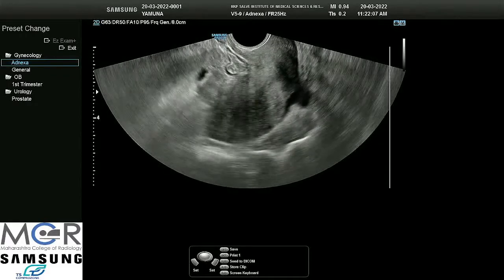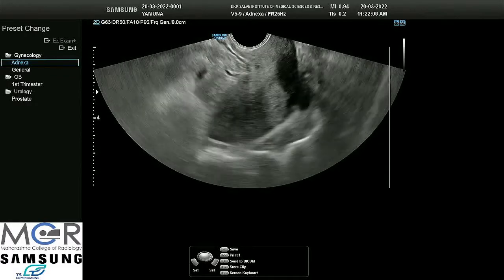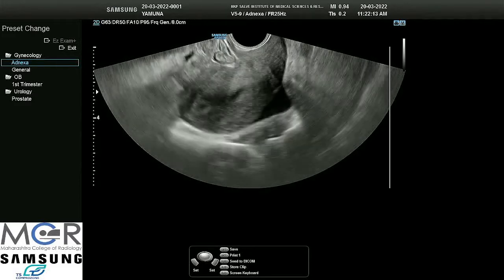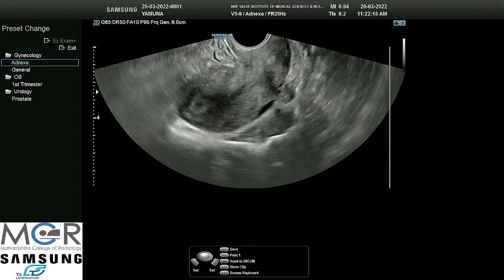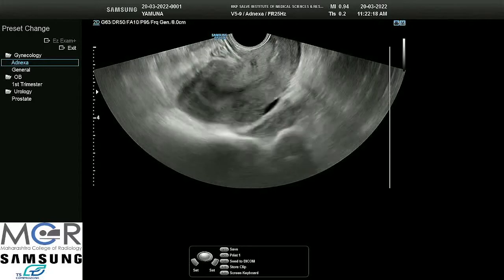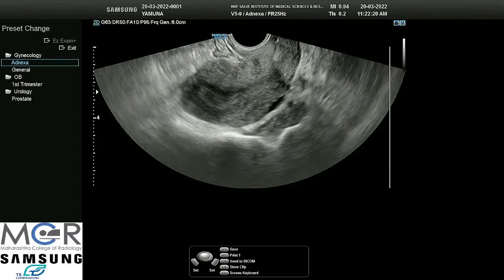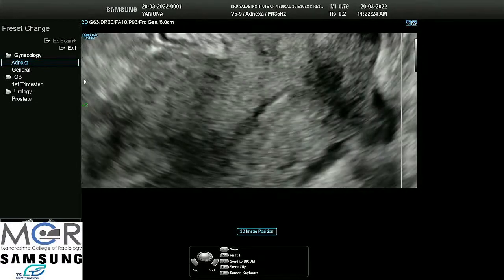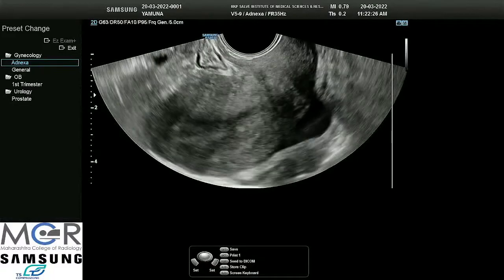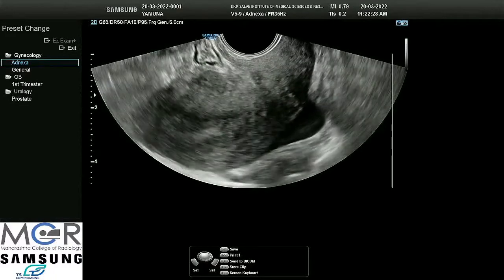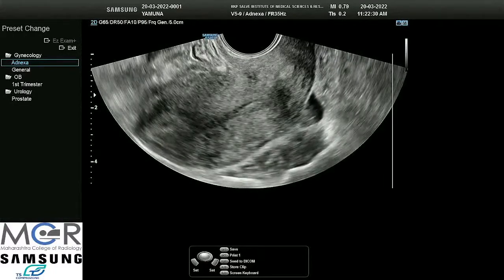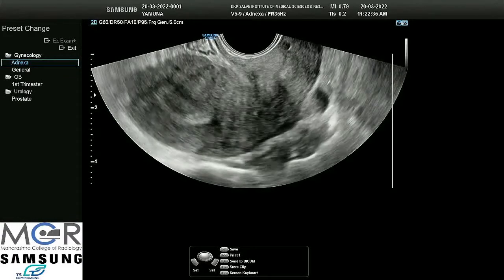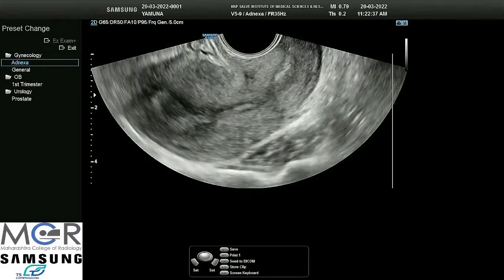It is very important to correlate the menstrual day of each lady when you are doing a transvaginal sonography. Transvaginal sonography shows us the endometrium very nicely. So here we have gone in, and now we can see that the fundus is on the right side of the screen and the cervix on the left side.